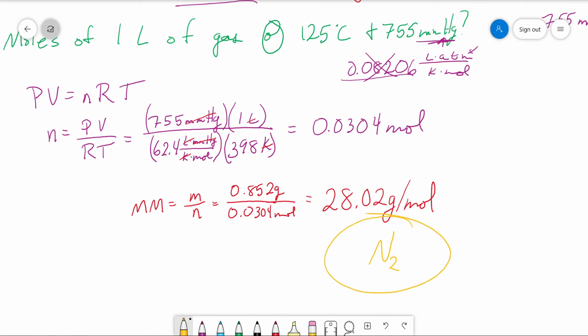N2, okay? Silicon is not going to be a gas at 125 degrees Celsius. That's not something you necessarily know off the top of your head, but N2 is definitely a gas at room temperature and above room temperature. It's what composes most of the atmosphere. All right, that's it for this video.